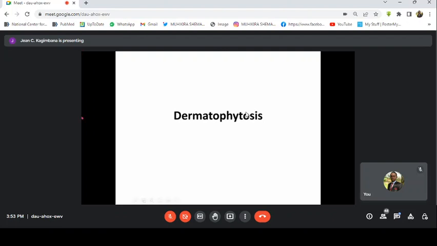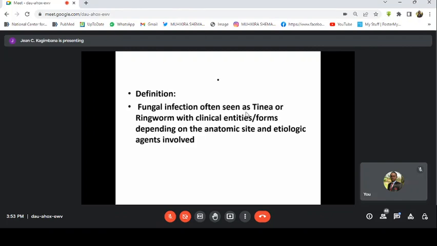numerous fungal infections apart from this. I have selected this because we have it in the routine consultation. This you will definitely have. You will see it in Wakari and dermatophytosis. Now, dermatophytosis is a fungal infection often seen as tinea or termed ringworm because it's seen as a coil, with clinical entities or forms depending on the anatomic site and the etiologic agent involved.